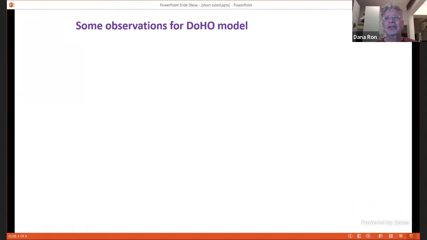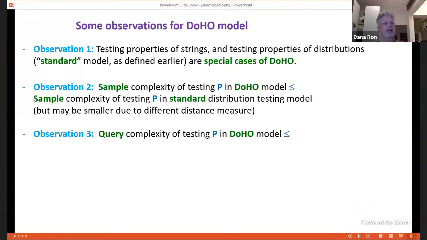Okay, so just some initial observations. The first one is that this model is really a generalization. It's not surprising, since it's a hybrid of the two standard models, you can naturally or unnaturally embed or represent the standard models as special cases of this model. And I'll not get into details. If you think about it for 2 minutes, you can see it.